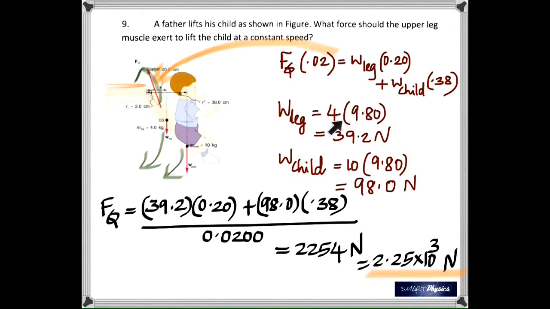And the weight of the leg is 39.2 newtons because it's 4 kilograms. The weight of the child is 98 newtons because it's 10 kilograms. Now put back all that into this. Now we know everything except FQ. So substitute and calculate. So that is 39.2 times 0.2 plus 98 times 0.38 divided by 0.02, which gives 2,254 newtons.